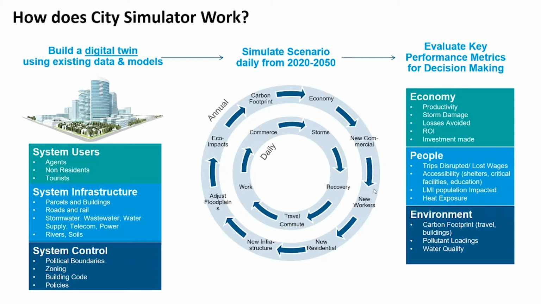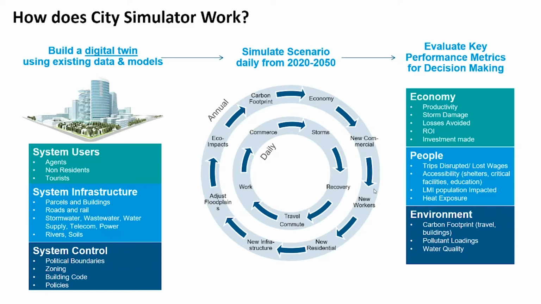What do they move around in? That's system infrastructure. So parcels and buildings, roads and rail, all the utilities, natural systems, rivers, soils, wetlands, and so on. We also have system control in this digital twin. So what is the zoning? What set of rules governs what can be built on and what can't? What are the political boundaries? What's the building code? And so on.